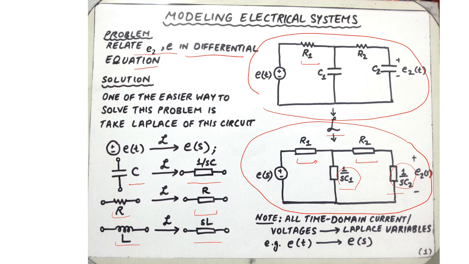Furthermore, we should also convert all the time domain current and voltage quantities into equivalent Laplace variables. So if E of t represents the input voltage, that is the voltage used to power the circuit, then we should also convert this into a Laplace variable. So now the voltage is a function of S, not t. And the same goes for E2 of t, that should also be converted into E2 of S.